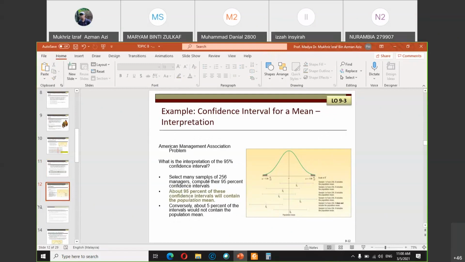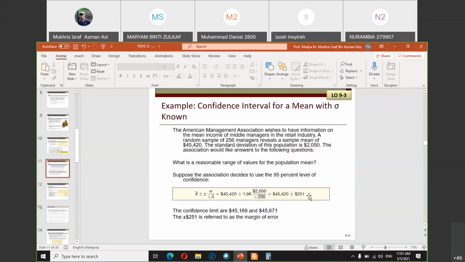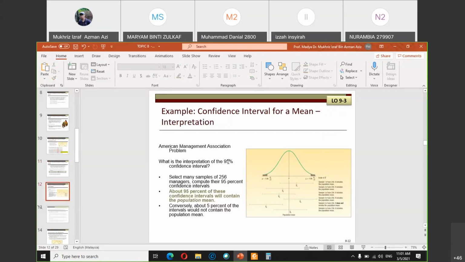Select many samples of 256 managers and compute the 95% interval. Basically, this is one interval from a sample of 256 managers. Meaning that from this pool of managers, you take 256.